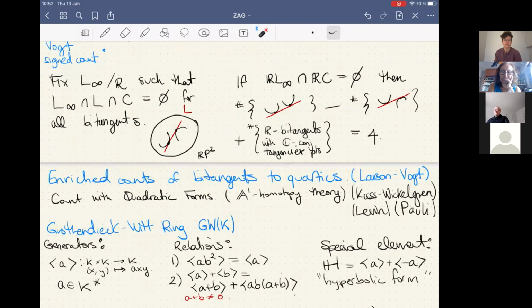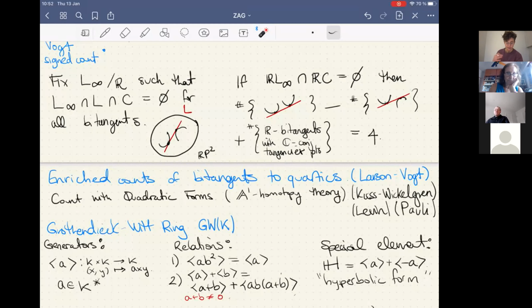So this enriched counting is a general proposal of counting beyond enumerative invariants with numbers. And it's to count things with quadratic forms. So this comes from A1 homotopy theory, and the places to look for background information are Kass and Wickelgren's papers, Marc Levine, and everything I learned about this was from Sabrina Pauli's thesis. She was a PhD student in Oslo.